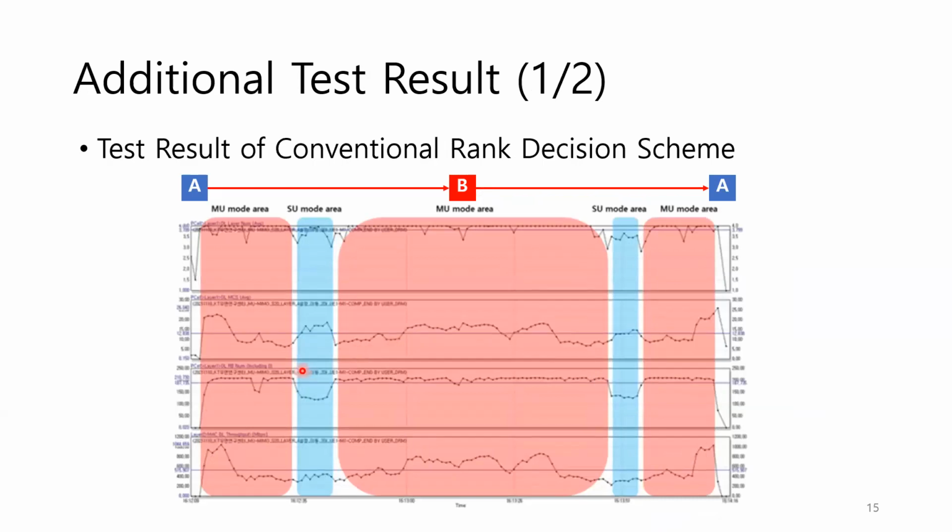The red background is a part of MU mode operation, multi-user mode operation, when two UEs are separated from each other. And the blue background is a part of SU mode operation. SU means single user mode operation, when the distance of two UEs is very close to each other. This mode operation transition is designed to switch automatically between MU mode and SU mode. So if the correlation coefficient increases, it changes to SU mode like the blue background. And if the value decreases, it changes to MU mode like the red background.